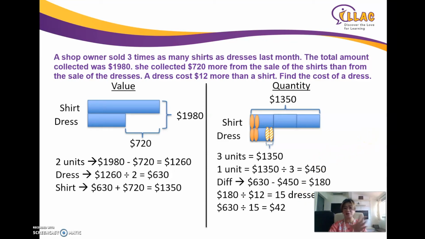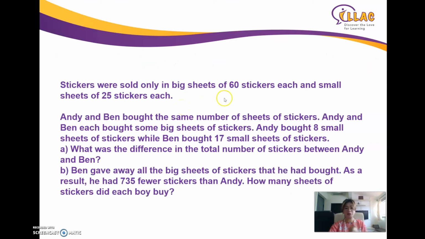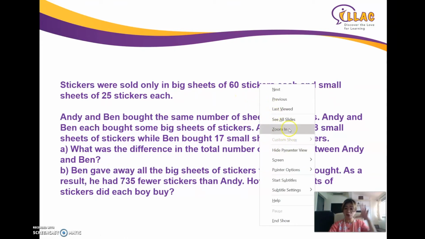Hopefully you will understand how to deal with this value and quantity question. Now let's look at this question. Stickers were sold only in big sheets of 60 each and small sheets of 25 each. What does that mean? It means that there are 2 kinds of sheets of stickers.